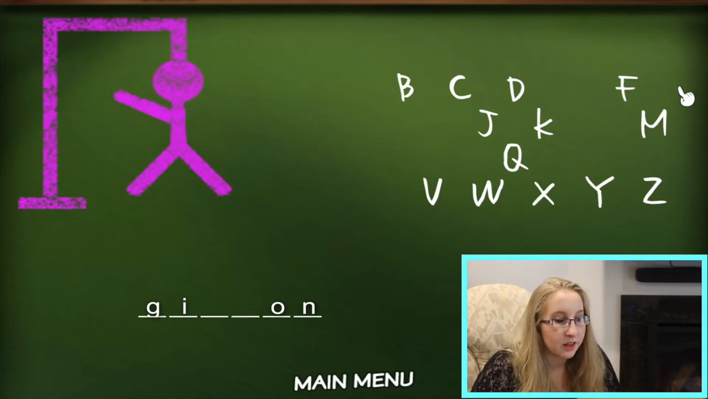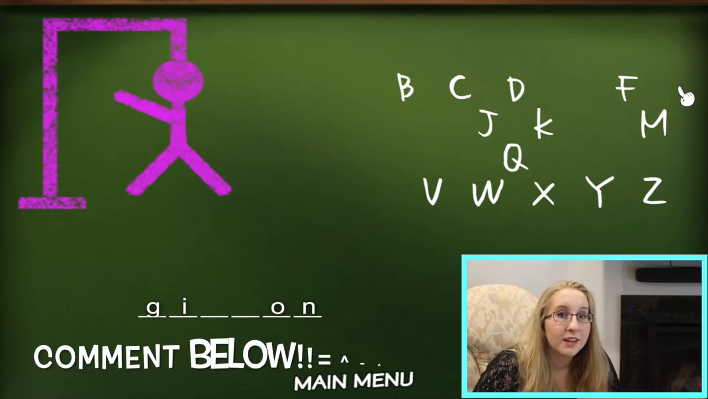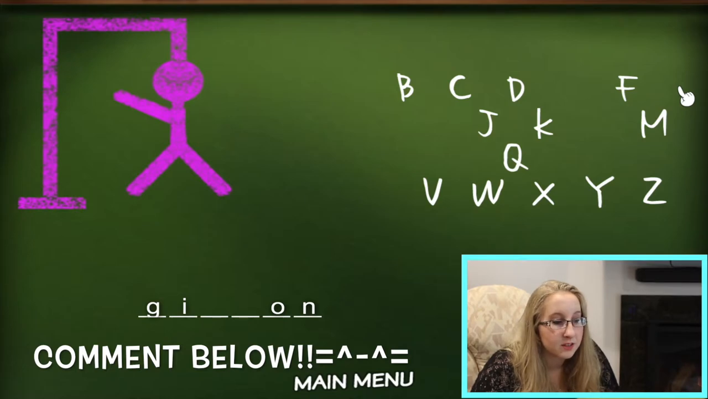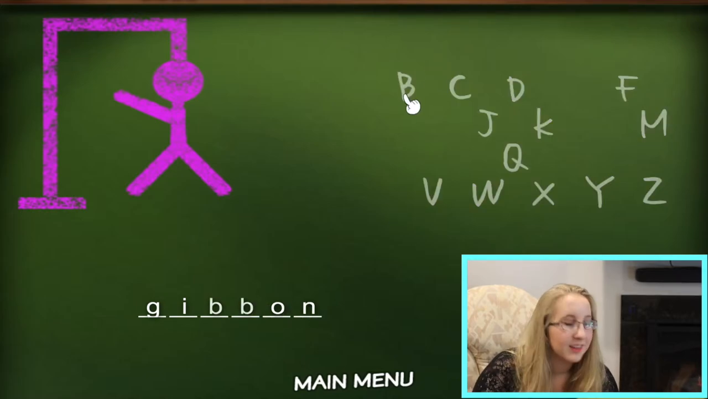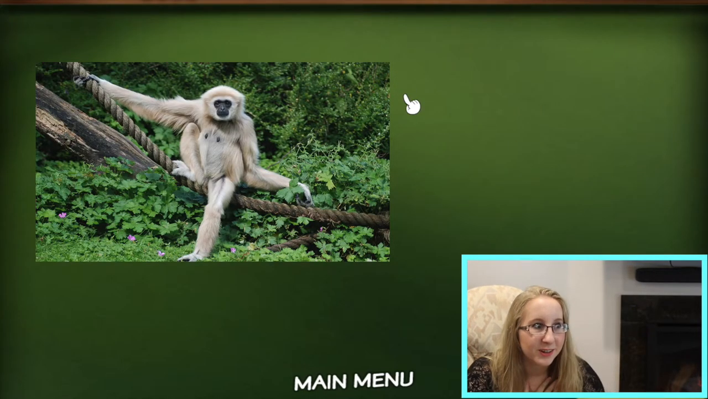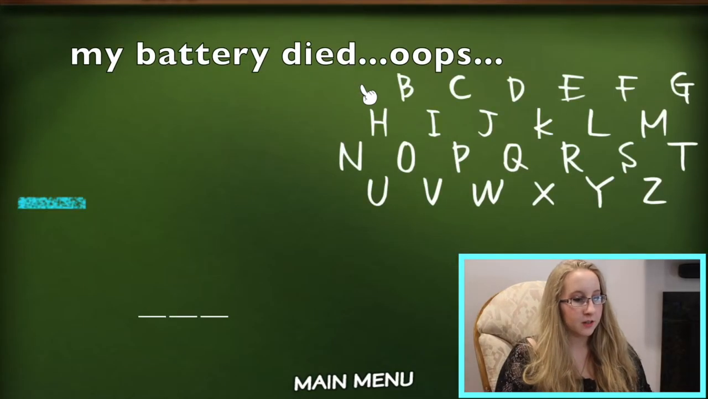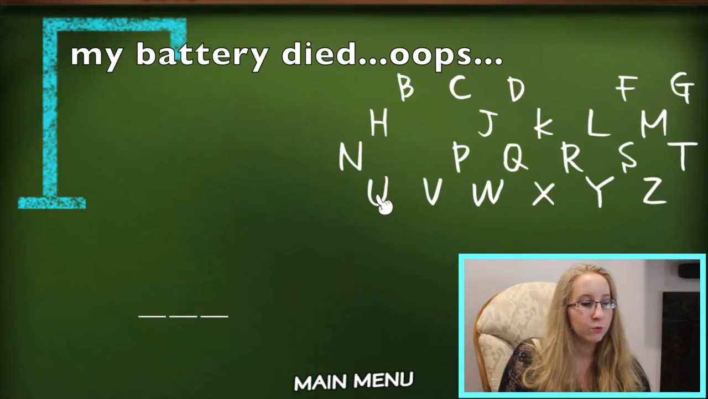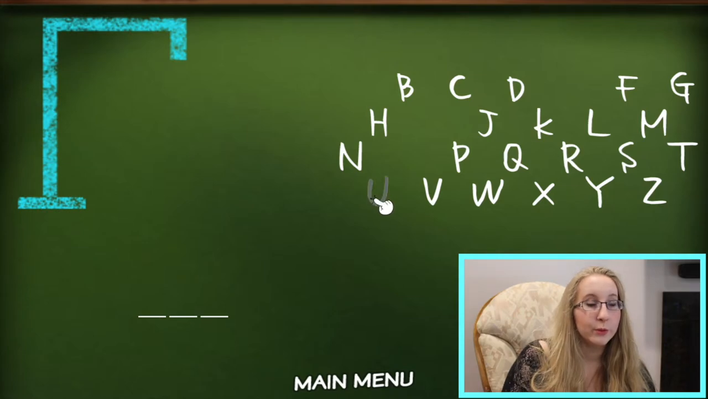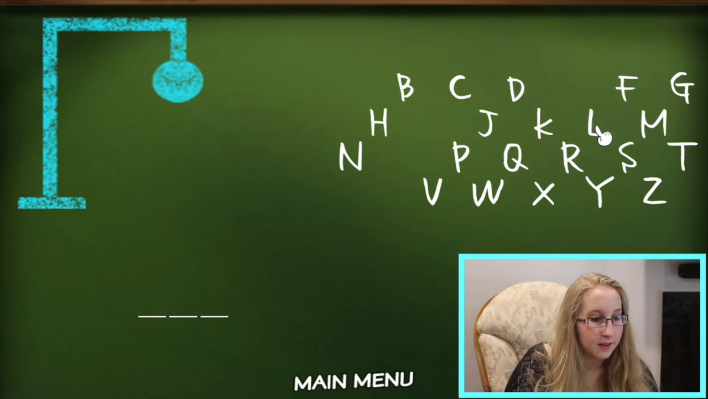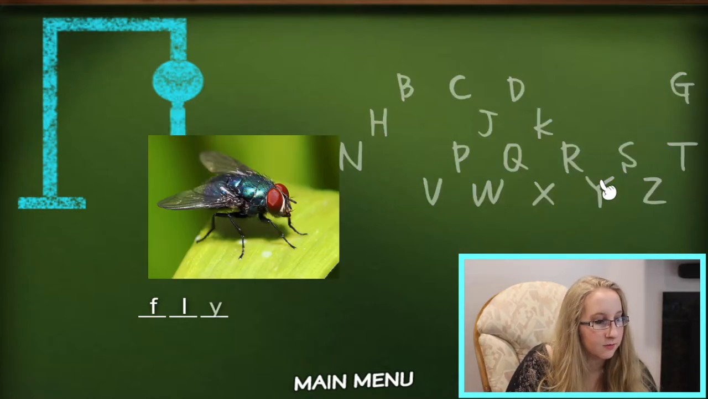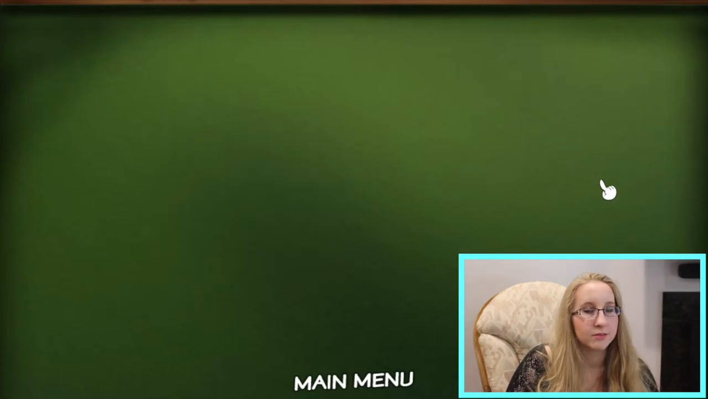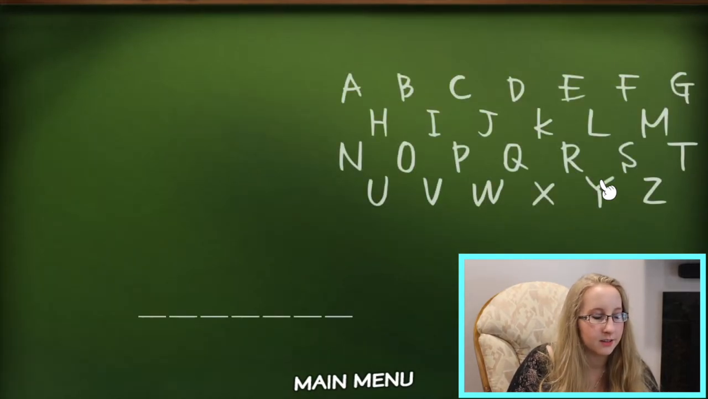What's a word that has that in it? G-I-B-B-O-N? I'm gonna go with B. Yeah! Okay. A, E, I, O, U? L, S, fly. I did not need to do the L or the Y, the S.